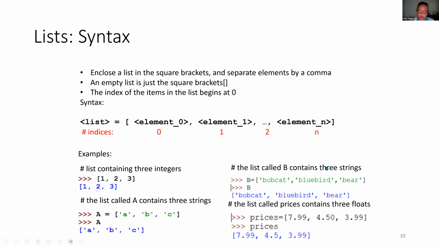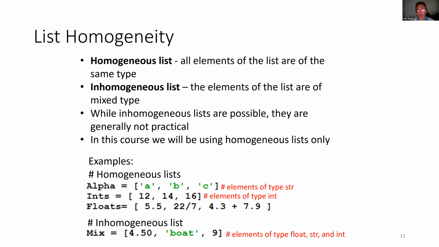The idea of homogeneity is an important one in Python. A homogeneous list means that all elements of the list are of the same type, whereas inhomogeneous means that the elements of the list are of mixed type. Some are one type, another's another type. So it's possible to make an inhomogeneous list, but they are generally not a practical thing to do, especially if you're going to loop over them.